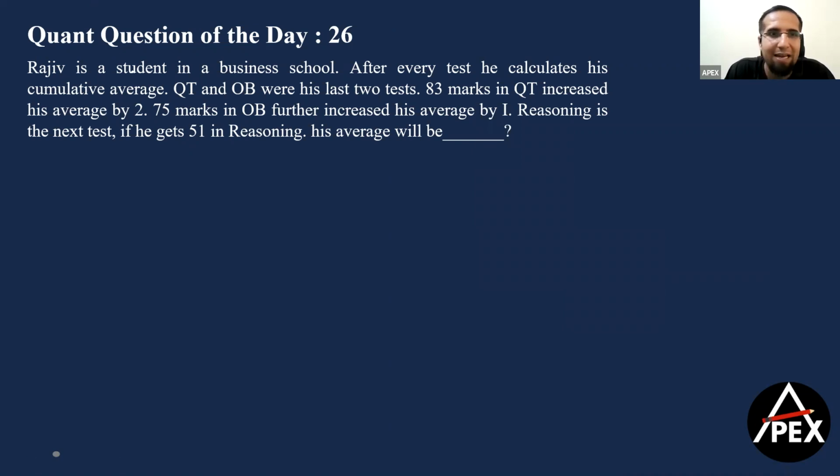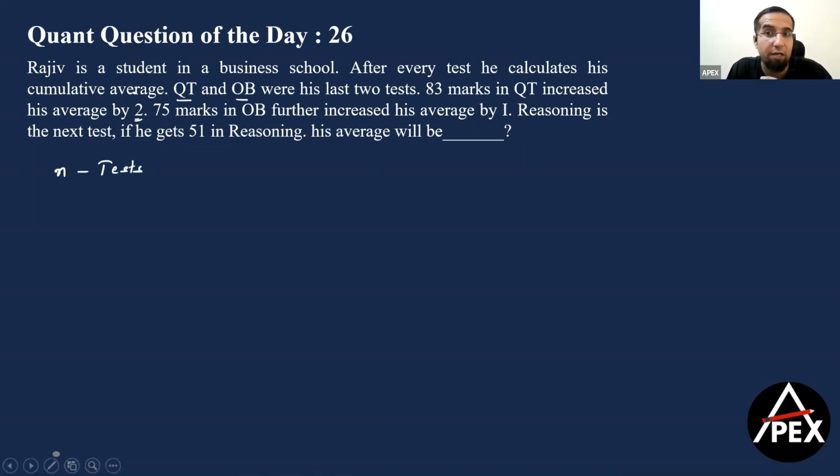It says Rajiv was a student in a B school. After every test, he calculates his cumulative average. QT and OB were his last two tests. 83 marks in QT increased his average by 2, which means QT and OB were his last two tests, so before this, let's say he had already taken N tests.